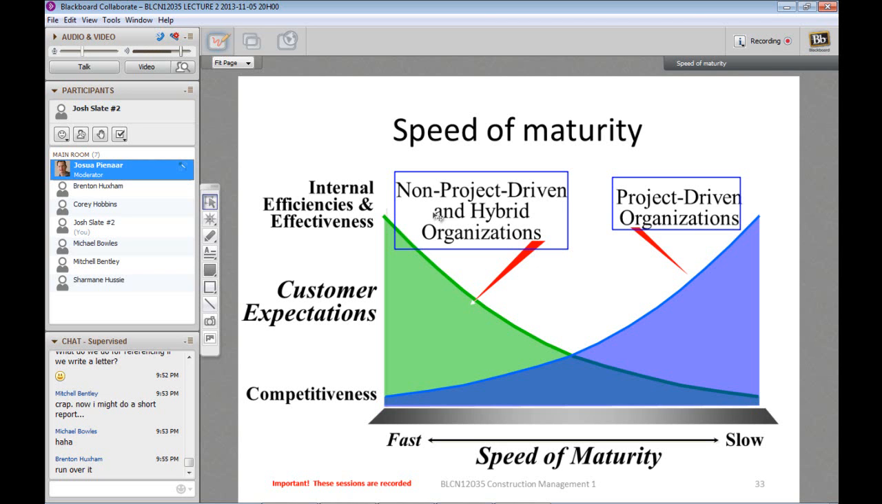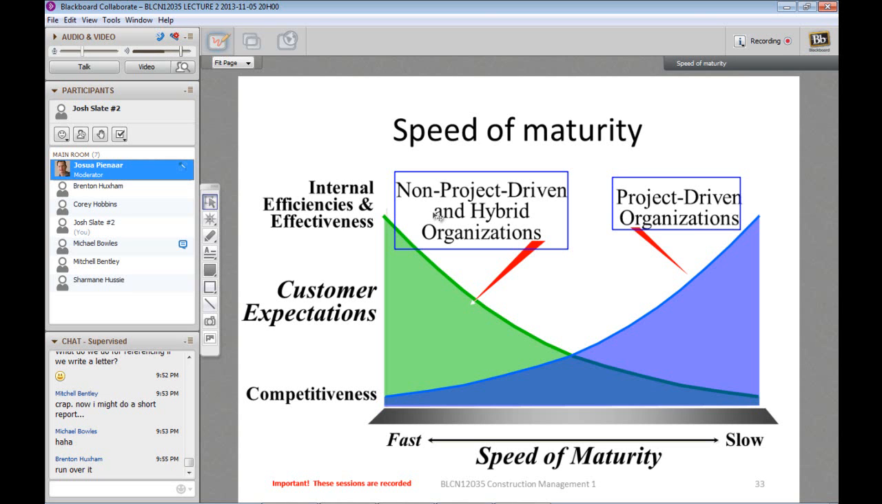So give us an example of a non-project driven organization. Which organization might be a concern, business, bank, anything like that? What do you guys think is an example of a non-project driven organization? And on the same side, what's an example of a project driven organization? That question is a lot easier than the first one. Any takers for that question? Or has everybody left? Yeah, Brenton, go for it. I was going to say construction companies are project-driven organizations. Yeah, there we go. That's the easy one.